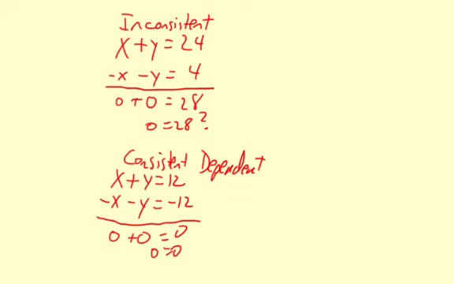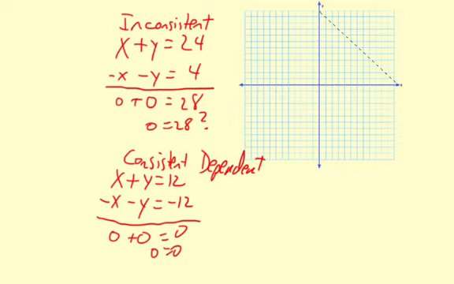I can graph that real quick for you. So any coordinate on this line would be a solution to the system. So for example, if I have 12, 0, 12 plus 0 makes 12, that works in both equations, and I could pick any points on here.